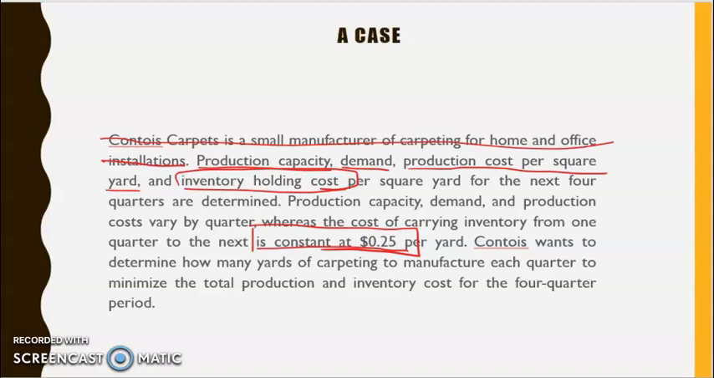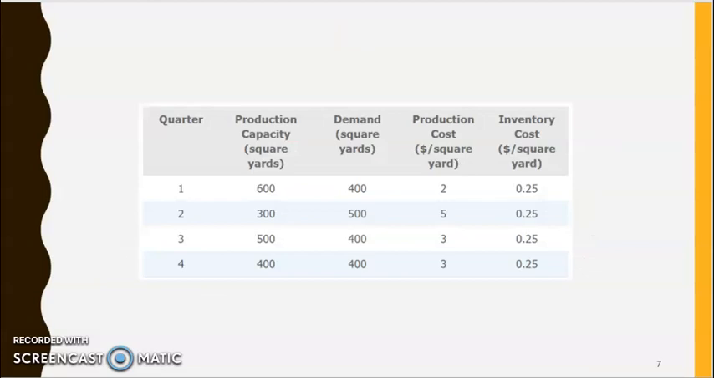After having the case completely described, and now you know exactly what problem you are dealing with, let's check this table that gives us more details about everything. Here in the production capacity, we have in the first quarter, the capacity is 600 square yards, second quarter 300 square yards, and quarters 3 and 4 we see them as 500 and 400 square yards.